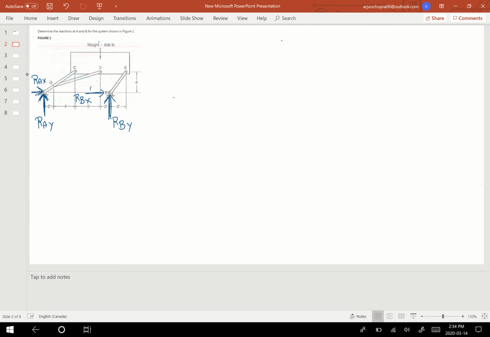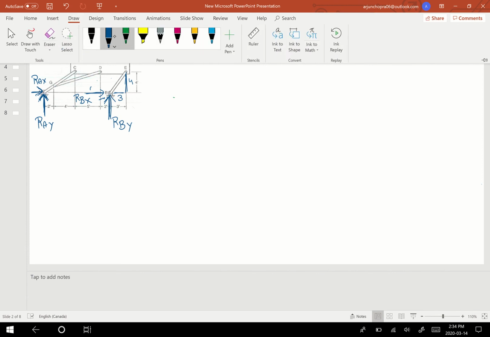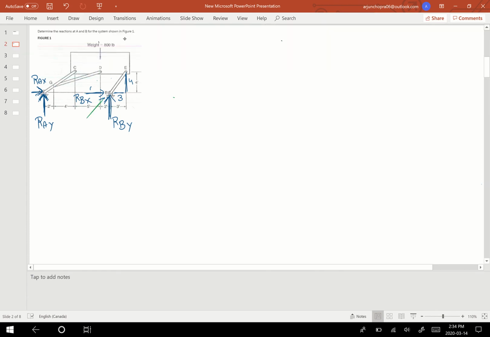And if this vertical component is 4 and this component is 3, so if I draw RB here, I'm going to take another color so that you can easily see. So this will be blue color, green color. So this is 4, this is 3, and this will become 5. So I have a relationship between RBX and RBY in terms of RB.